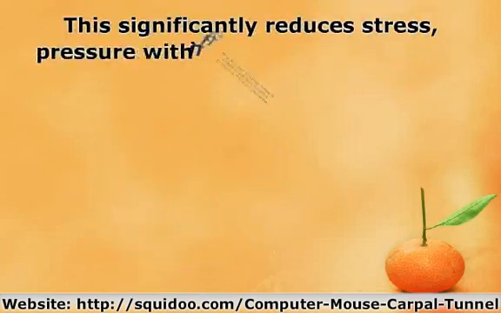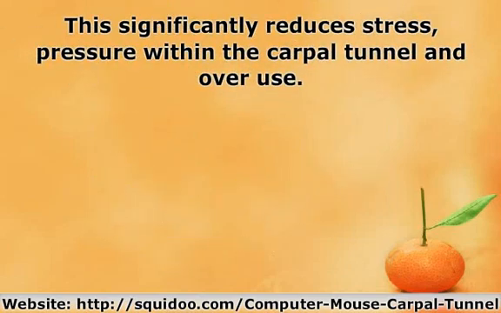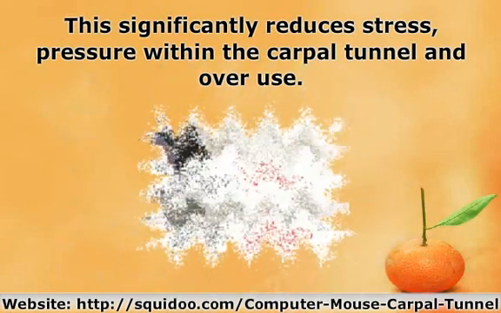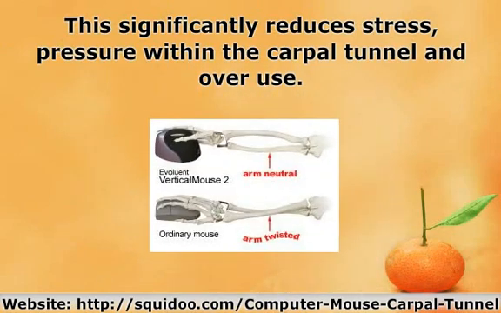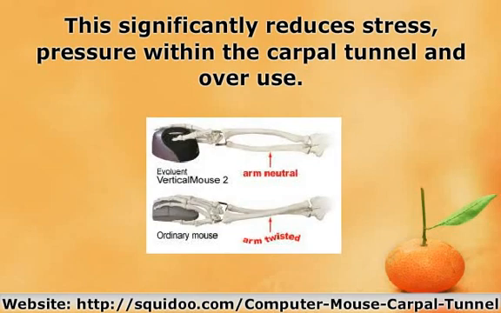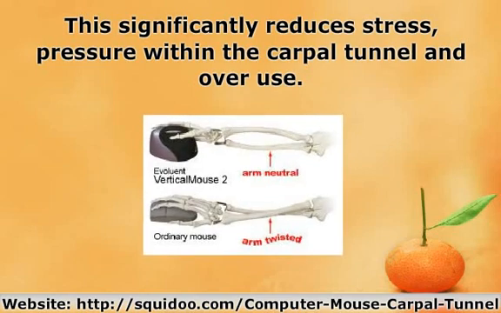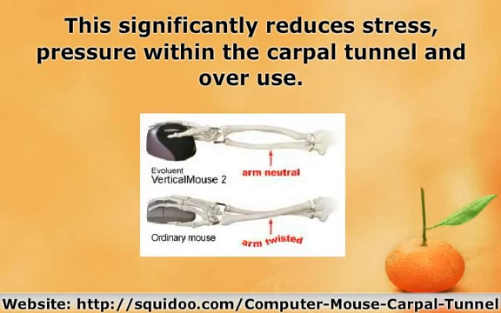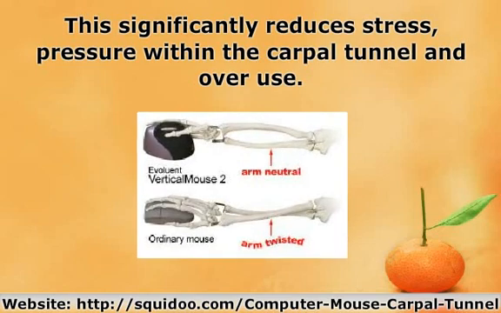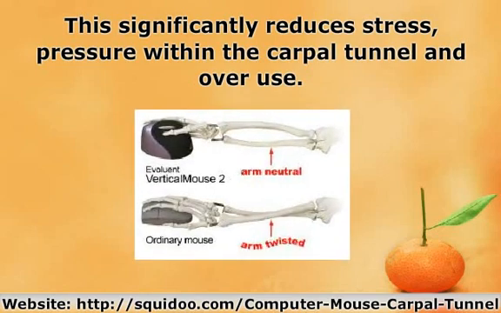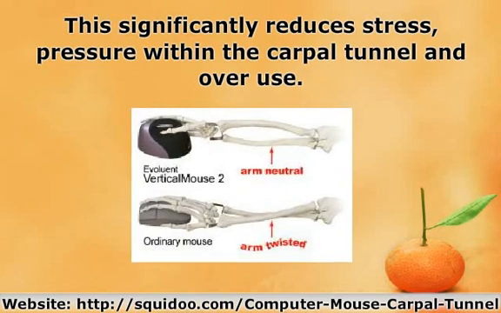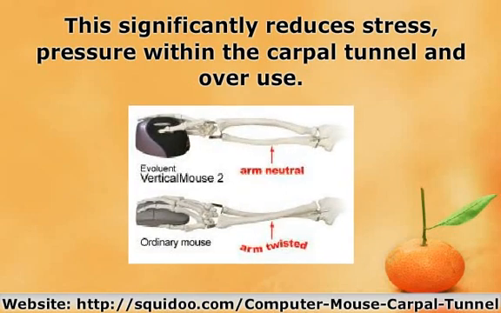Evoluine Vertical Mouse is also highly recommended by clinical and ergonomic experts to address computer-related carpal tunnel syndrome and is also considered one of the best designs for a computer mouse for carpal tunnel syndrome because it eliminates or reduces the postural stress on the tendons and muscles due to its inherent and unique vertical or upright design. This significantly reduces stress, pressure within the carpal tunnel and overuse.